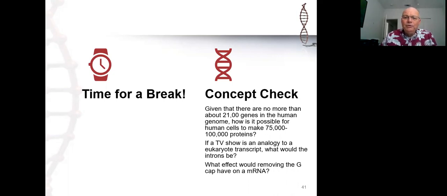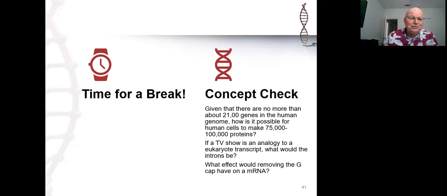What effect would removing the GCAP have on a messenger RNA? Well, remember the GCAP is there to do three things. Number one, it allows for the export of the final messenger RNA from the nucleus, so that wouldn't happen without the GCAP. The GCAP is also there to stop the enzymes in the cytoplasm from immediately chewing up the messenger RNA. It has a protective role. So again, if it was missing, that would happen, it would get chewed up.